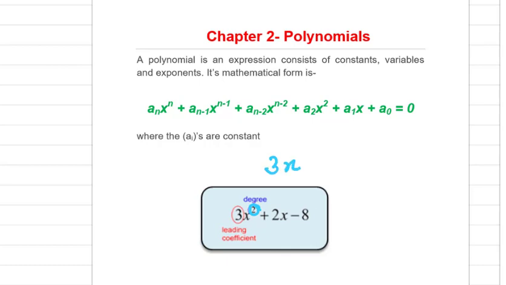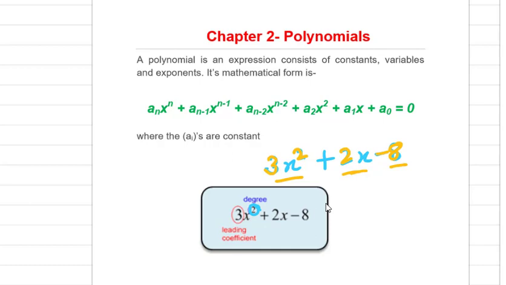In 3x square plus 2x minus 8, you will see that the highest power of x is 2. That means the degree of this equation will be 2, and we have 3 terms in this equation. So it is a trinomial polynomial having degree 2. The coefficient of x square is 3, coefficient of x is 2, and the constant term is minus 8.